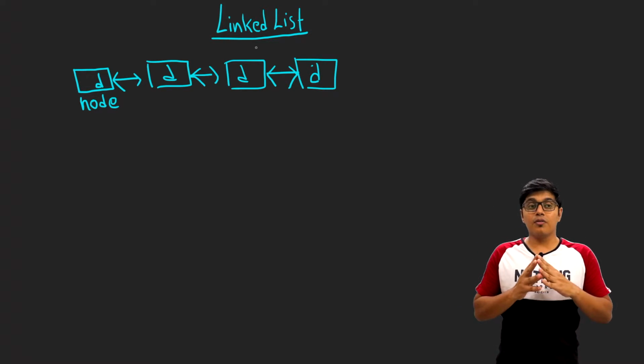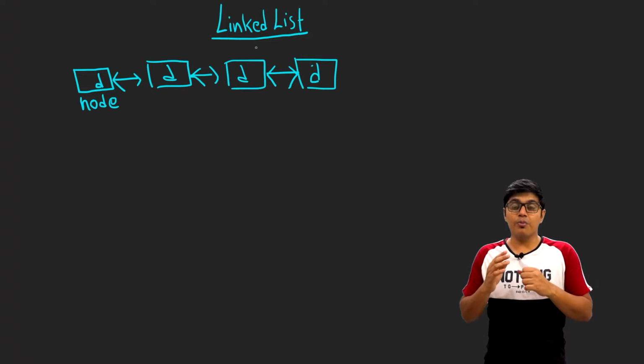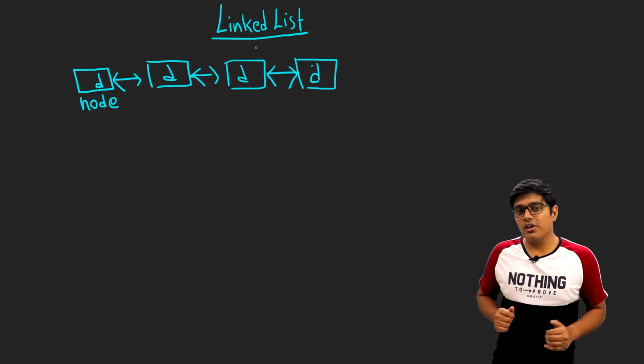The best example of a use of a double linked list is in the browser. When you press back and forward, that's all maintained with a double linked list.